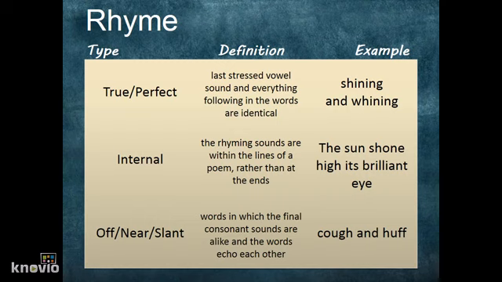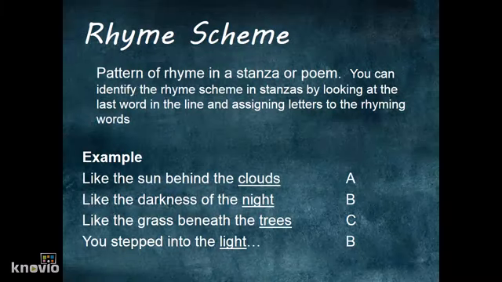When we talk about this, we look at the rhyme scheme, so the pattern or sequence in which rhyme sounds occur in a stanza or poem. To label a rhyme scheme, a similar letter is assigned to each pair of rhyming sounds in a stanza. So let's look at labeling a rhyme scheme.